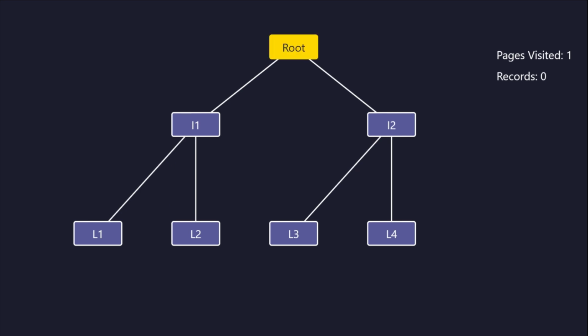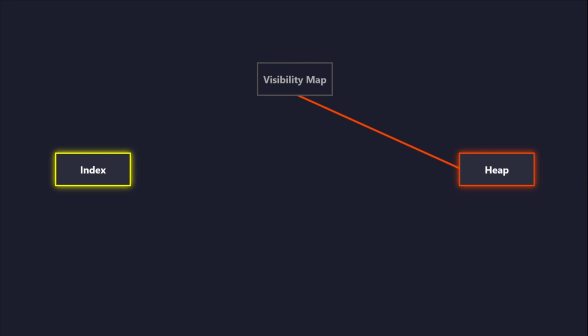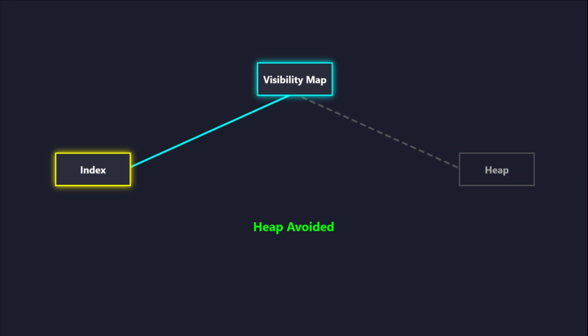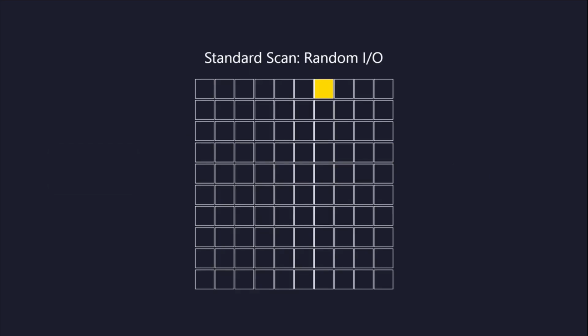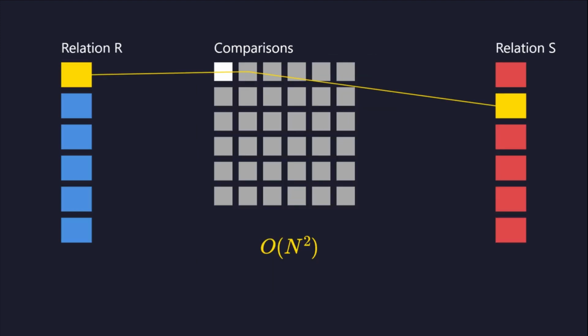Index scans traverse the B tree structure to find specific pointers. Analyze shows the number of index pages visited versus the total records retrieved. Index-only scans avoid the heap entirely if the visibility map confirms pages are clean. Check for heap fetches in the analyze output. Bitmap scans identify relevant pages first and then read them in physical order. This reduces random input-output overhead compared to standard index scans.